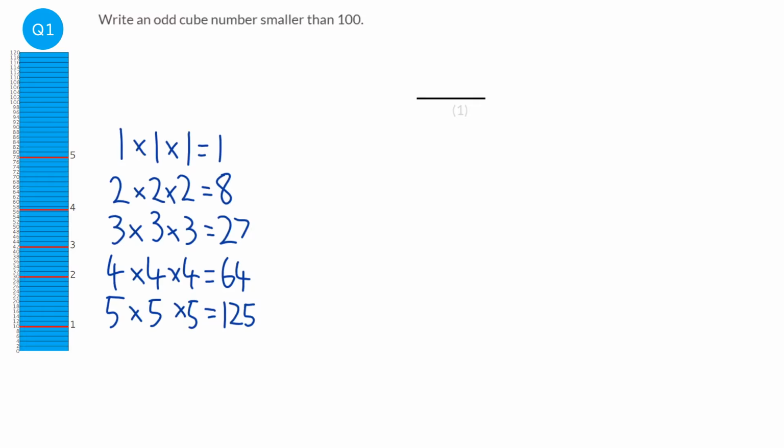And this question's asked us to find an odd cube number that is smaller than 100. So it has to be odd, so that gets rid of the 8 and the 64. And it has to be smaller than 100, so that gets rid of the 125. So I can either write down 1, which would be a fine answer, or 27. I'm going to go for 1.